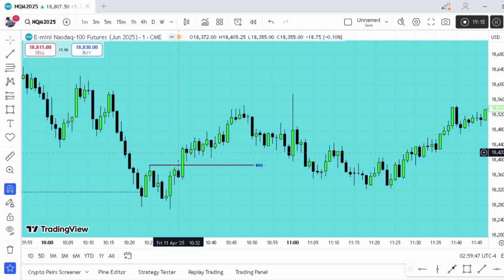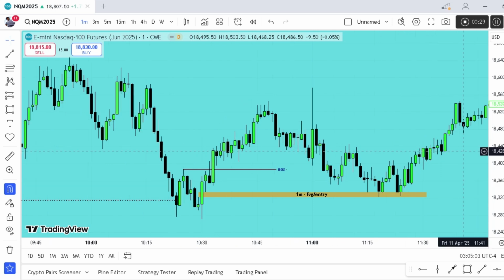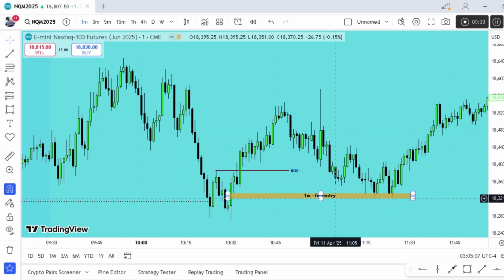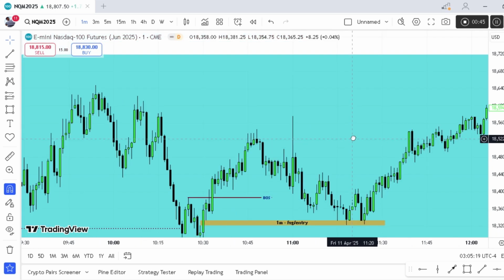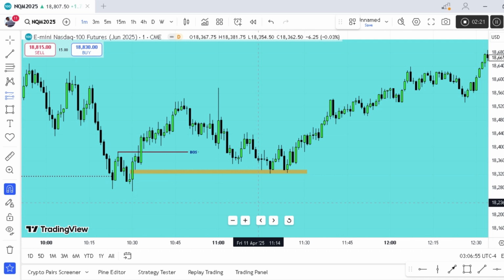Alright, so let me mark this one. This is our fair value gap. You can see that the price continued going high. It took something like an hour for it to return to this fair value gap, but still it came to the fair value gap. And the good thing is that our fair value gap formed within the kill zone. So what's our kill zone? When we talk about kill zones in the indices, our kill zone is between 8:30 and 11 o'clock. This is the AM kill zone.